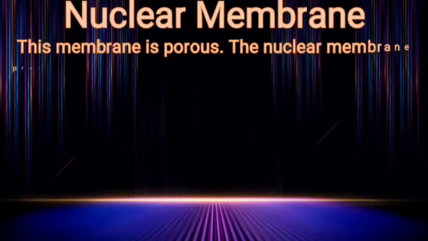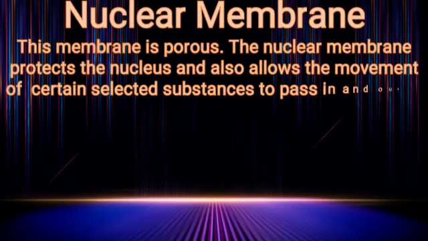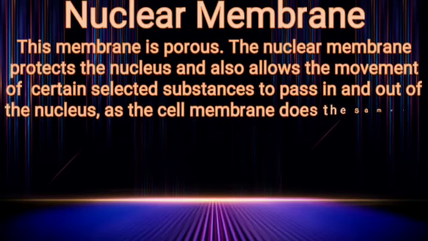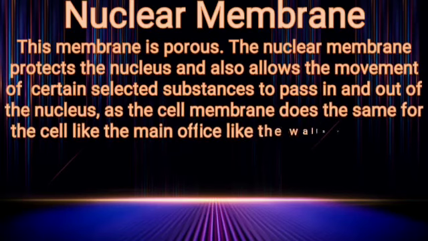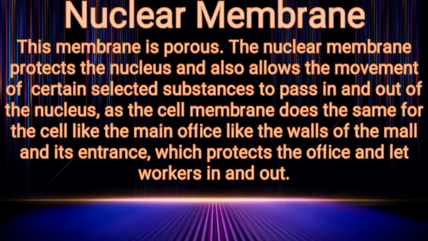Now we will discuss the nuclear membrane. This membrane is porous, as we have discussed earlier. The nuclear membrane protects the nucleus and also allows the movement of certain selected substances to pass in and out of the nucleus. As the cell membrane does the same for the cell, like the main office, like the wall of the mall and its entrance, which protects the office and lets workers in and out.